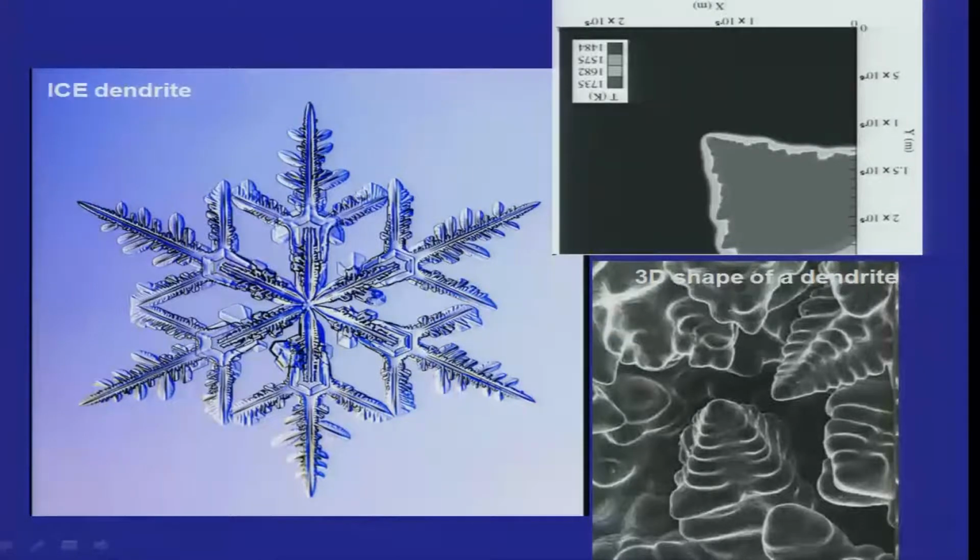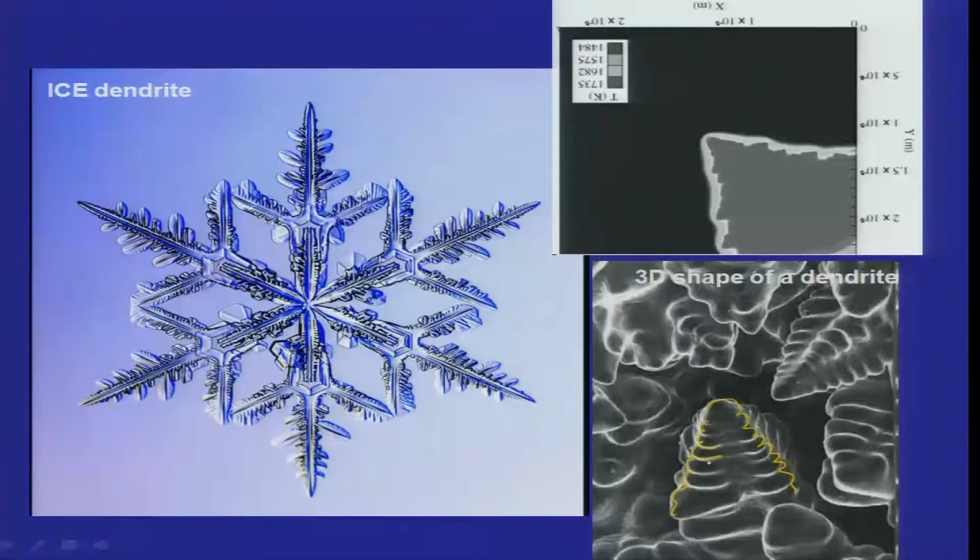So, therefore, they have a typical hexagonal pattern you can see here, and you can actually do experiments in such a way that in metal also you can get the 3-dimensional shape of a dendrite tip. You can see this is the fluctuation wave, the sinusoidal wave, which has grown as a dendrite this way.